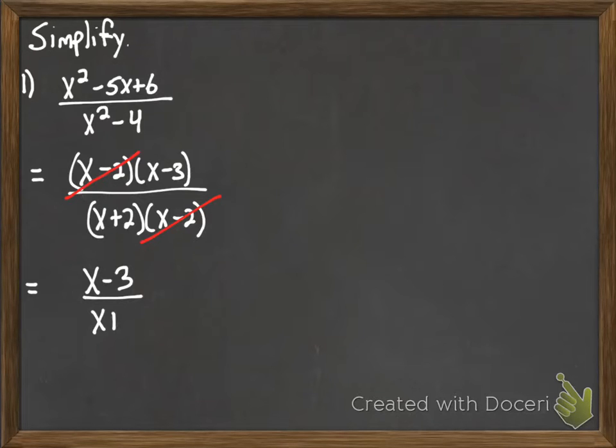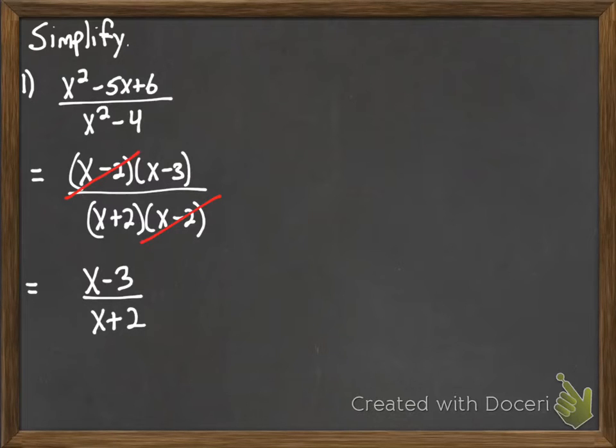over x plus 2. Now you can drop the parentheses around both the x minus 3 and the x plus 2, but what you cannot do is cancel out those x's. So our final answer here would be x minus 3 over x plus 2.